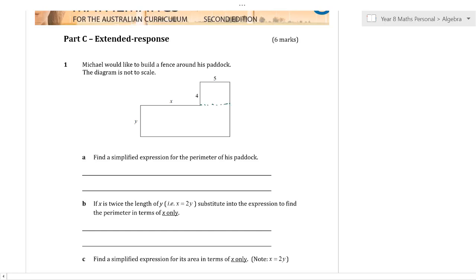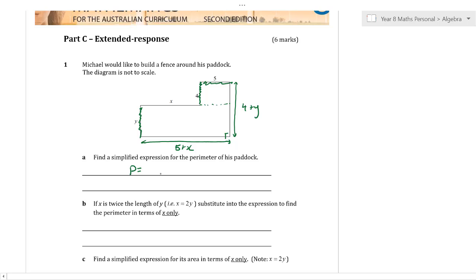Now, he wants to build a fence, and that means you can see that this distance here, if I add this, because they're at right angles, that would be 4, because this is 4, and this distance here is also y, so that's 4 plus y. And over here, that's 5, and this is x, so this is 5 plus x. So let's do that straight away. Now it says find a simplified version of the perimeter of the paddock.